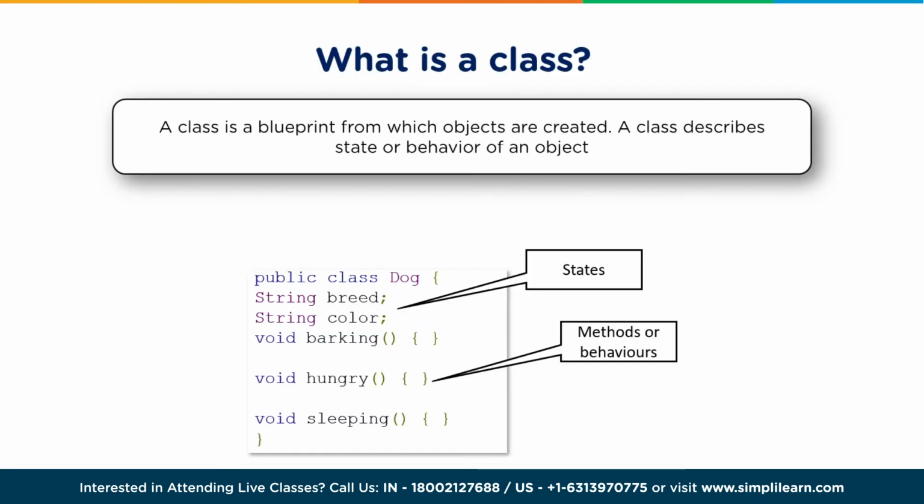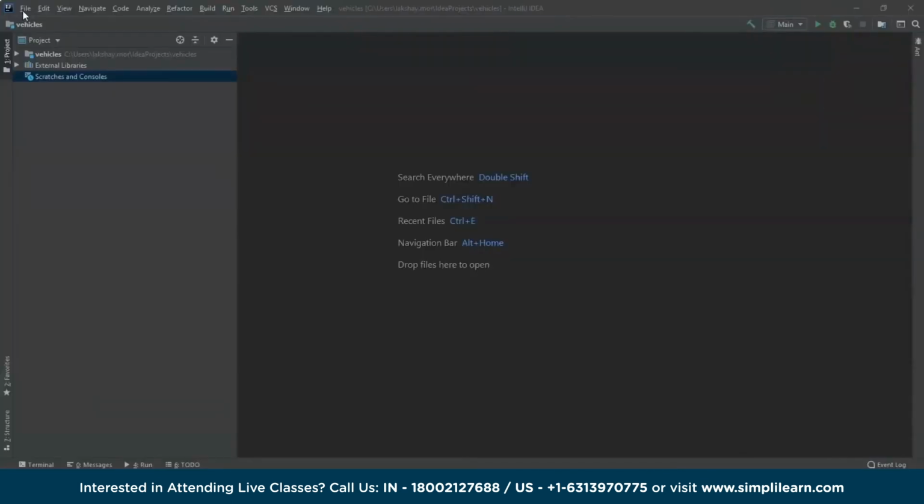Now let's see what is a class. A class is a blueprint from which objects are created. A class describes state or behavior of an object. In this example, dog is a class. The variables in this class are breed and color. The functions or methods of the class dog are barking, hungry, and sleeping. We use objects of a class to use variables and functions of the class. With this, let's understand classes with a simple Java code. Let's create a new project.